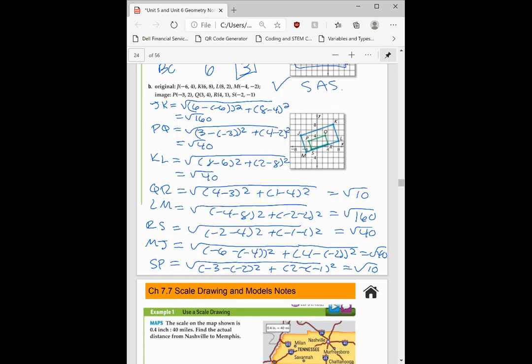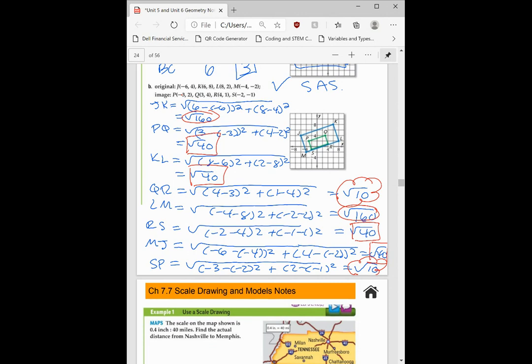So we have a square root of 160 and a square root of 160. Okay, a square root of 40 and a square root of 40. Another square root of 40, another square root of 40. And then a square root of 10, a square root of 10. So since we have matching sides for each side, we can say that the proportions are all going to be similar. Because if we write the proportions PQ over JK, so PQ was square root of 40 over JK, which is square root of 160, well, that's going to simplify to 1/2.